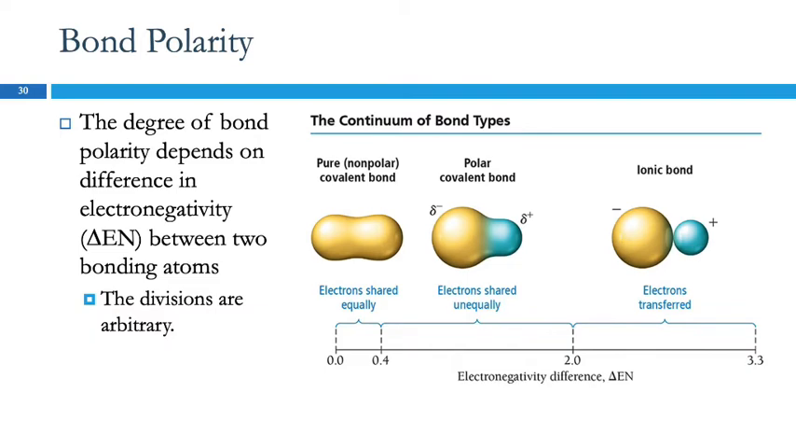So we can indicate using these deltas that this is negative and this is positive. Another way to indicate the polarity of a bond is by using an arrow. So the arrow points to the more electronegative one, and we put a little plus on the other end.